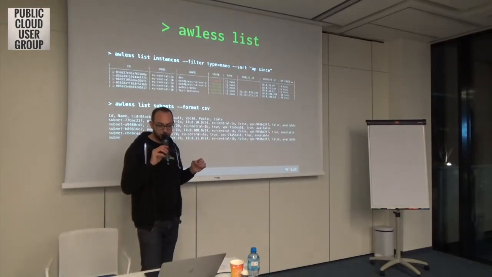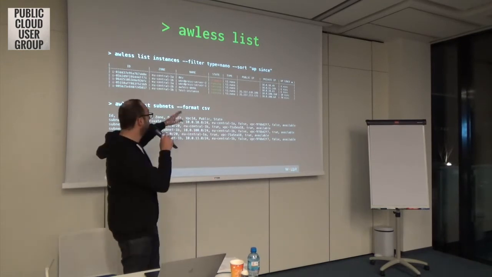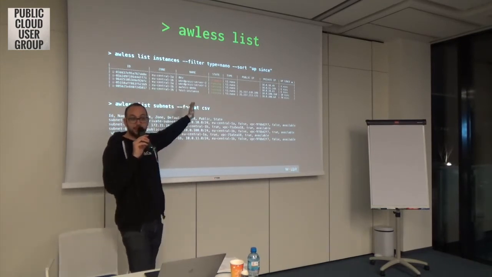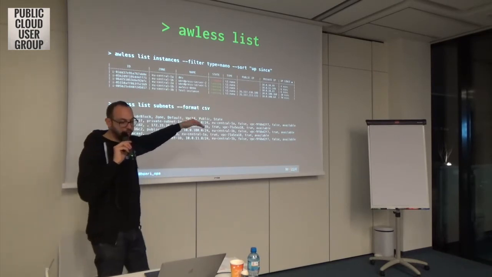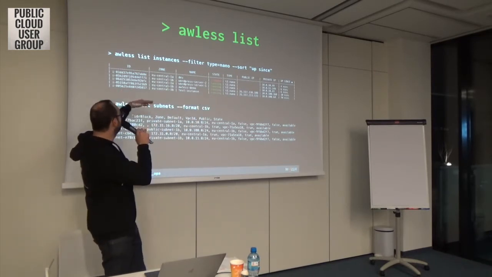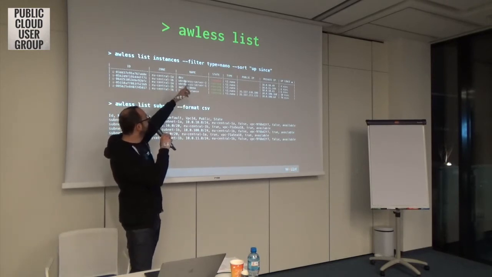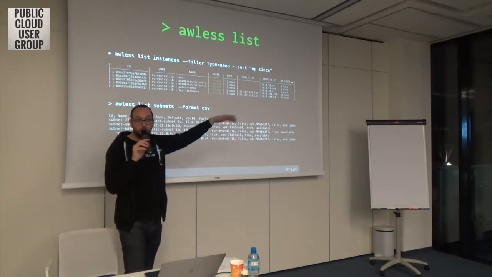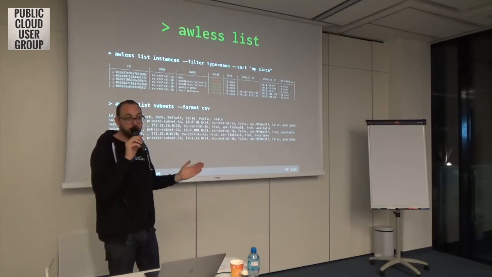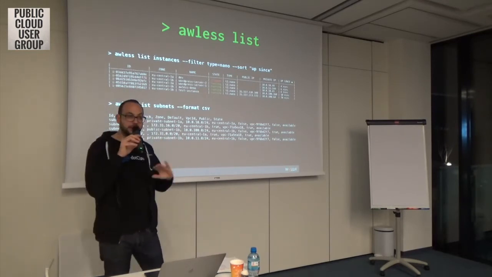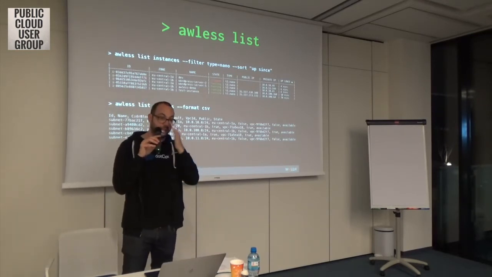Let's see some examples. So for instance, when we want to list things, we can say, oh, let's list instances, and we will have our list of instances in the current region. We can add a filter on type, or whatever, we can sort on any column, and basically we will output a very nice table. So this is by default very readable. If you want JSON, you can have this too.